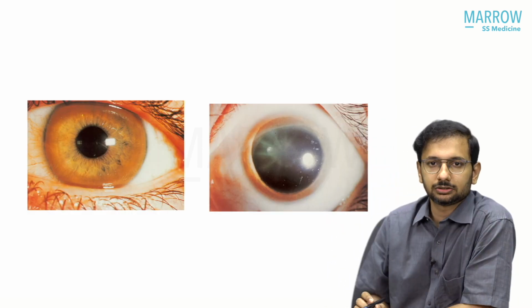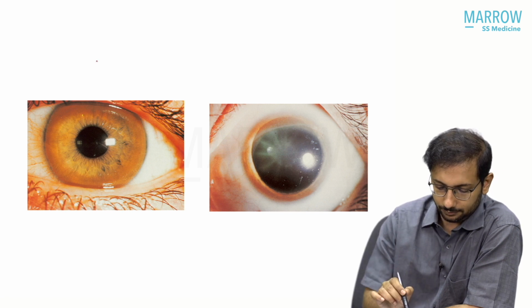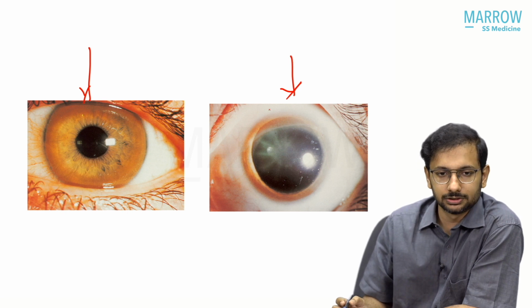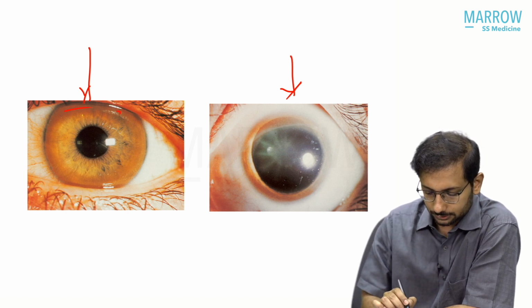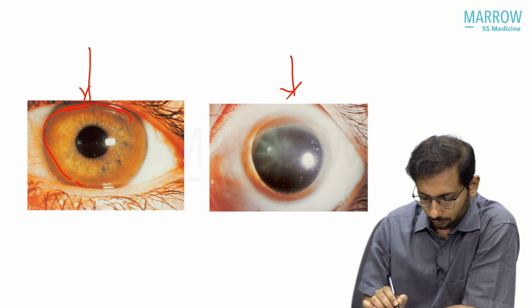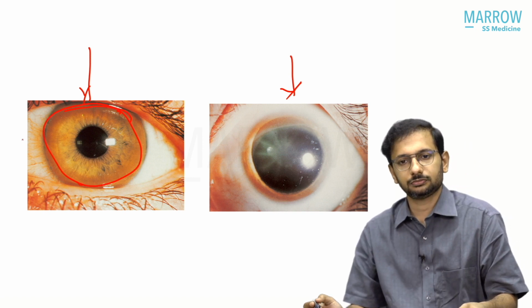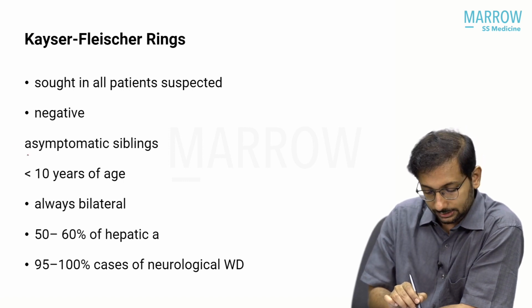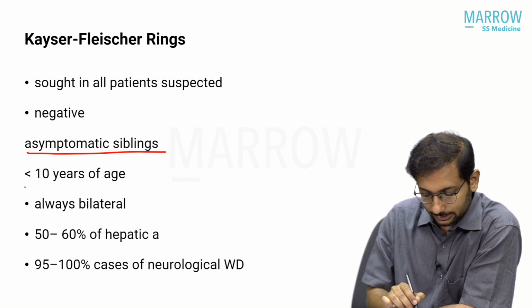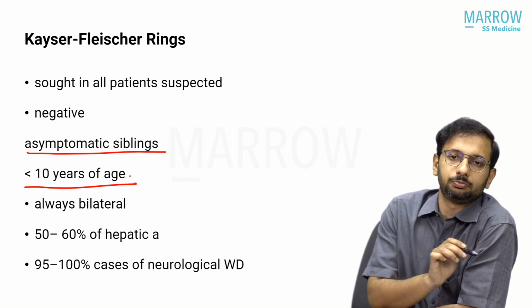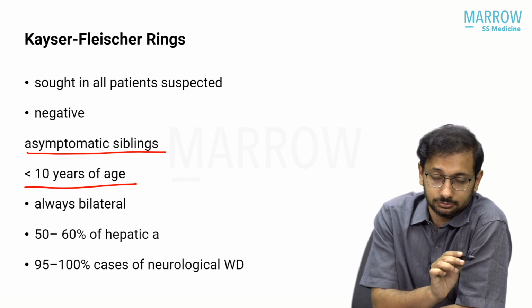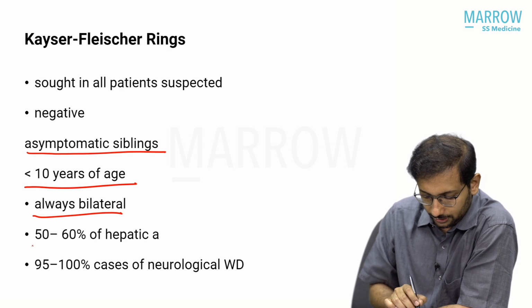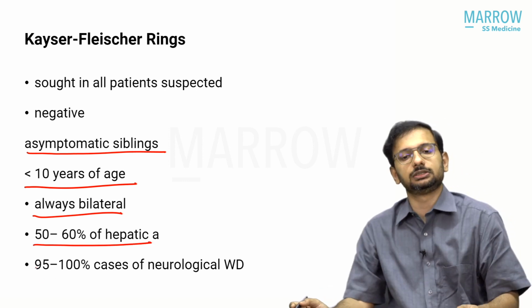Now these are the two manifestations of Wilson disease. On the left side you have the KF ring and on the right side you have the sunflower cataract. Sunflower cataract does not impede vision. KF ring starts on the upper limbus, lower limbus and later on involves the whole circumference. So where is it negative? In asymptomatic siblings, you will not get it. In patients who are less than 10 years of age, you will not have it. So these are the two places where you do not have a KF ring. It is almost always present in neurological disease: 50 to 60% of hepatic Wilson's and 95 to 100% of neurological Wilson's.